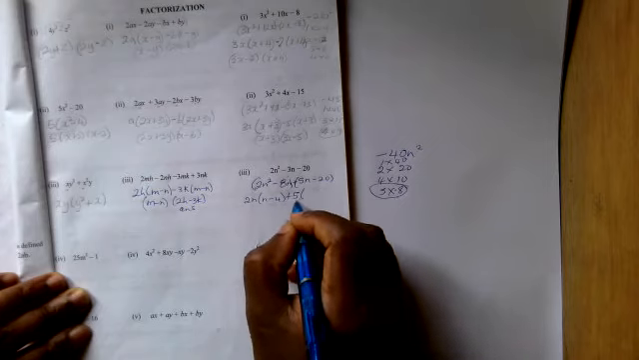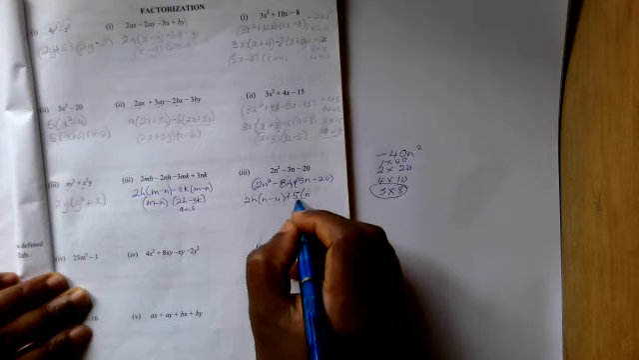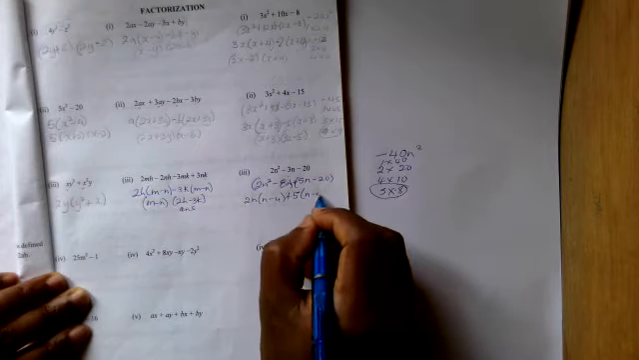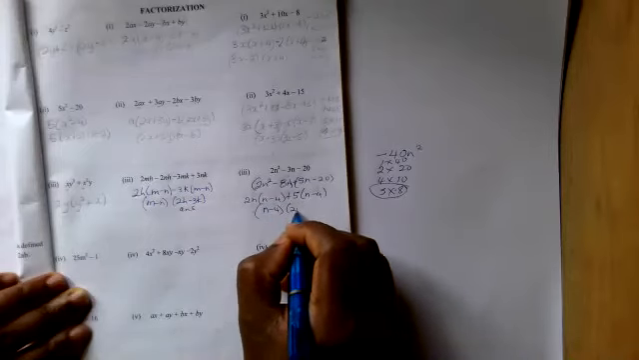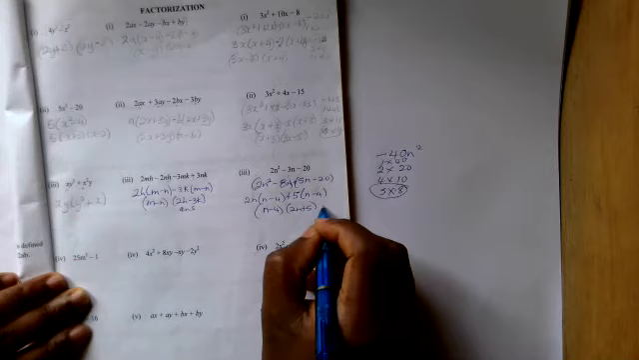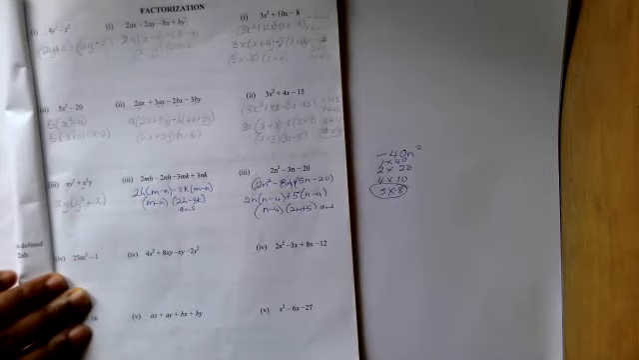Only n is not common, so 5 into that leaves n. 5 into that leaves minus 4. So it's n minus 4 and 2n plus 5, and that would be our answer. Let us look at this one.